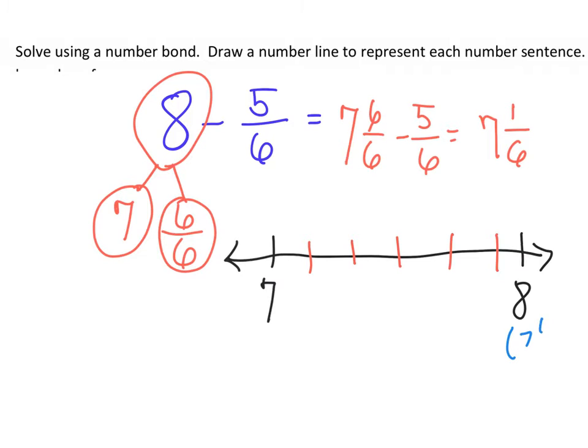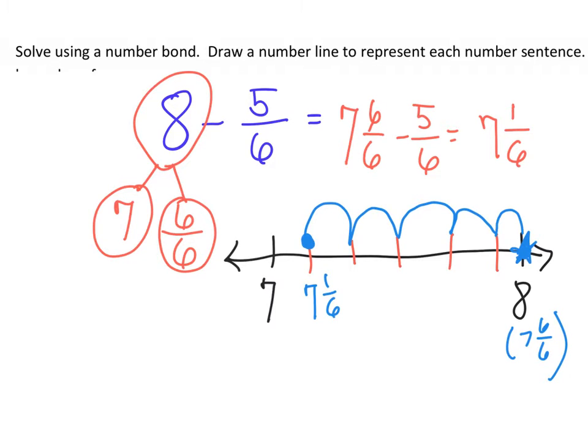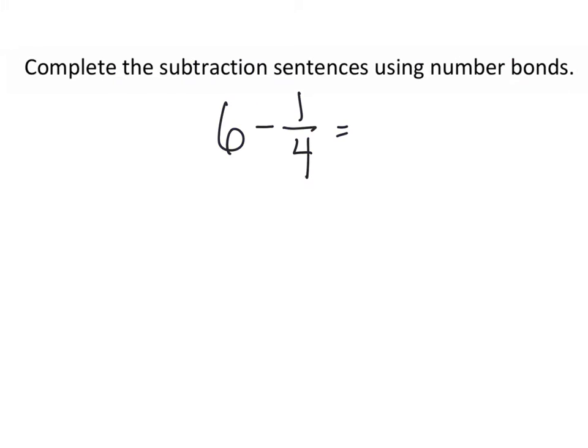So we've got 7 and 6/6. We're starting here, and we are going down 5/6. So we go 1, 2, 3, 4, 5. We end up here, and now we are at 7 and 1/6. So through our number bond and our number line, we represented 8 wholes minus 5/6 equals 7 and 1/6. All right, let's complete the subtracting sentences using just number bonds now.